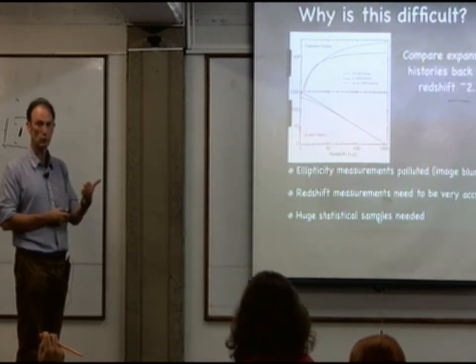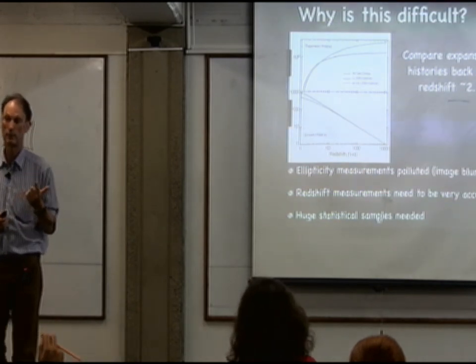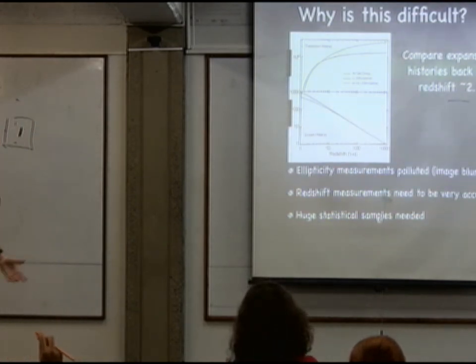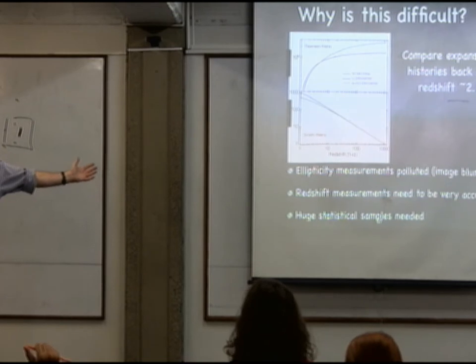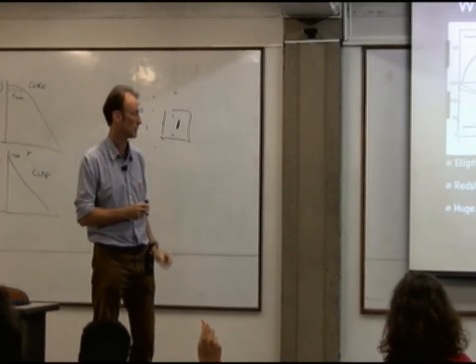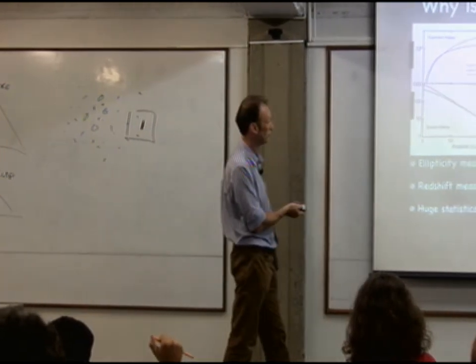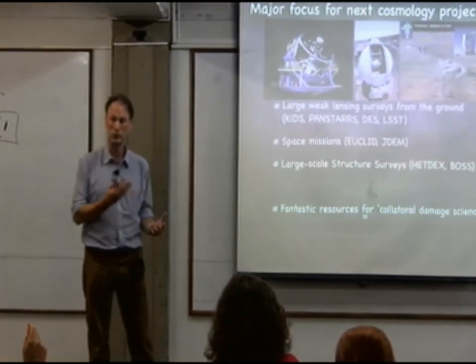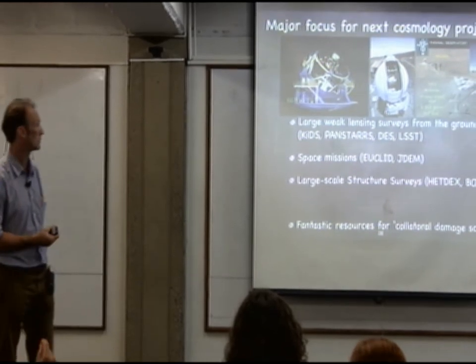And so we need both huge statistics and very high fidelity measurements. This is really where this field is heading. It's becoming very much a precision endeavor, with a huge number of galaxies from a very large sample, to try to measure these very accurate things and be able to believe them. And being able to believe them is as much of a problem as just doing the measurements themselves.